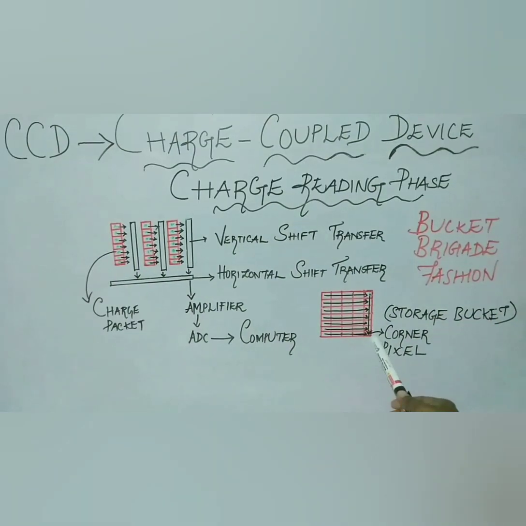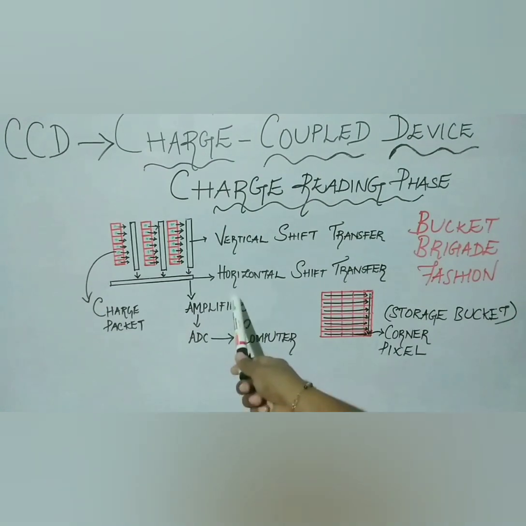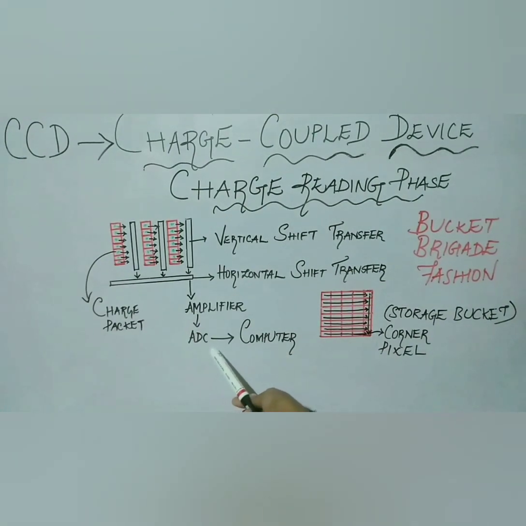So charge packets from the corner pixel are now going to the amplifier. With the help of amplifier, electrical current signal is getting amplified. With the help of an analog to digital converter, analog electrical current signal is converted into digital units. So finally we can see the image on a computer.